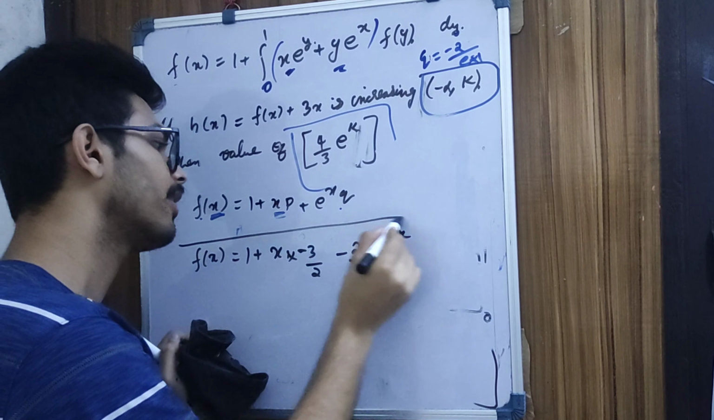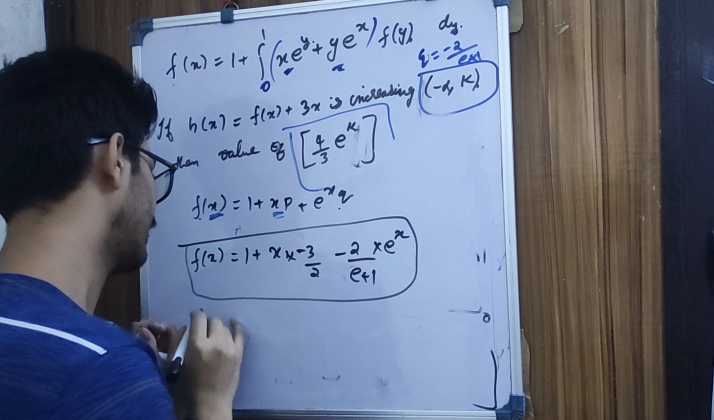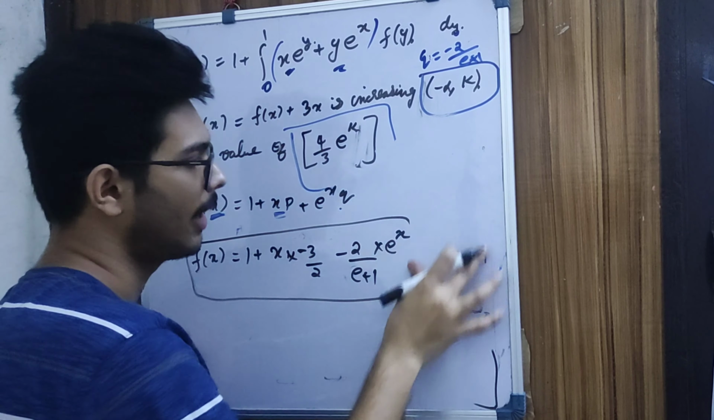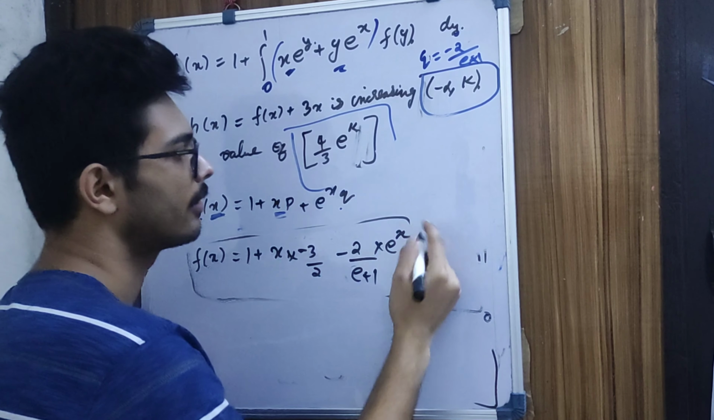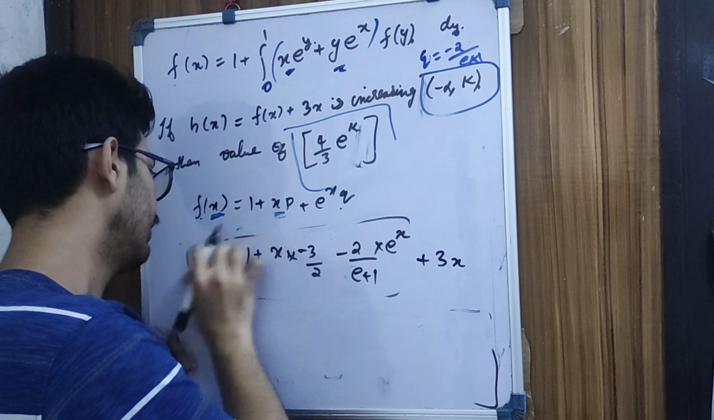Now I have got the value of f of x. Now I need to write the value of h of x. What is the value of h of x? H of x equal to f of x plus 3x. I am adding 3x and this f of x will be changed into h of x.